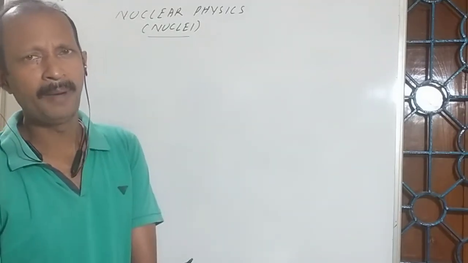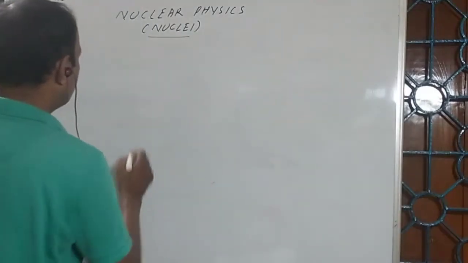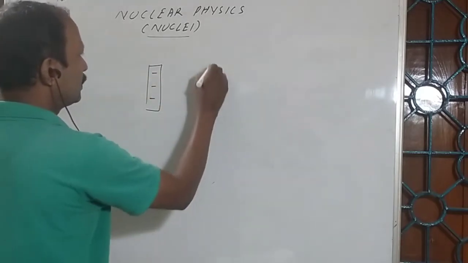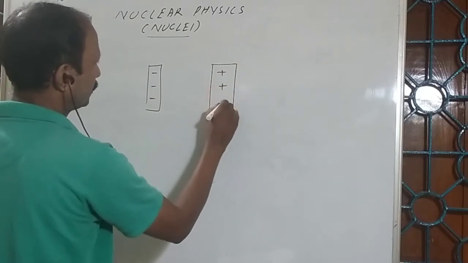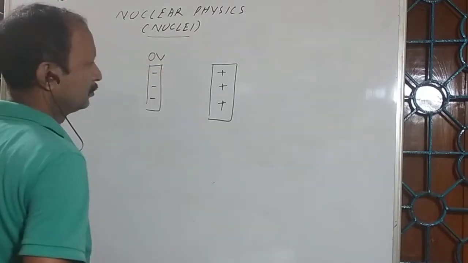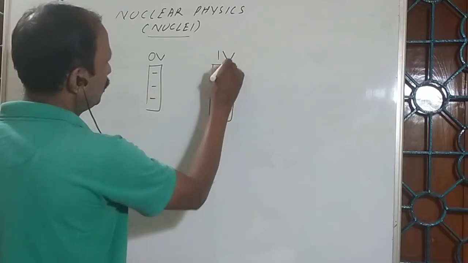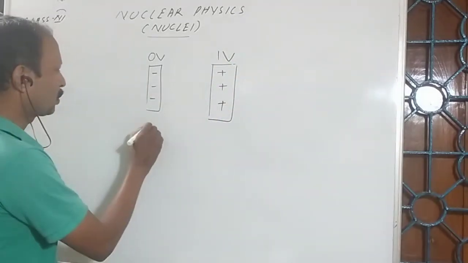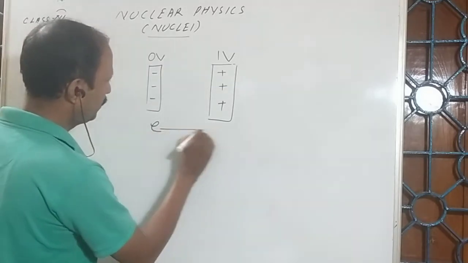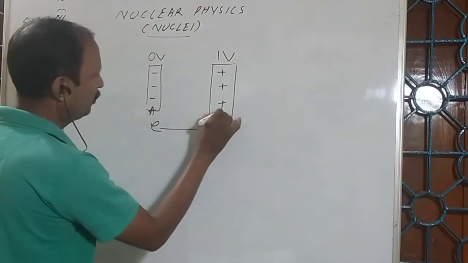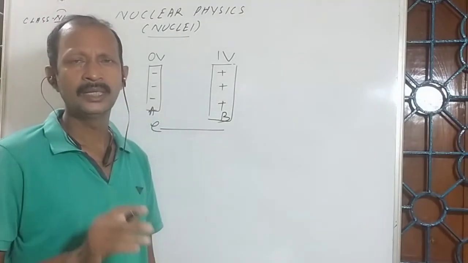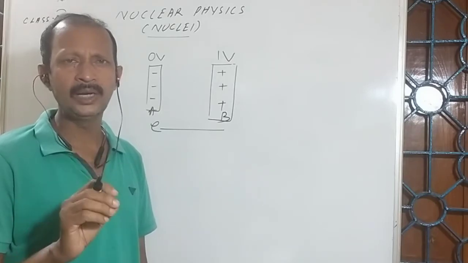Now you see that, suppose this is a negative plate, this is a positive plate. Here it is 0 volt, here it is 1 volt, and one electron is there. That electron I want to shift from here to here, from A to B. How much energy is required? That is equal to 1 electron volt.